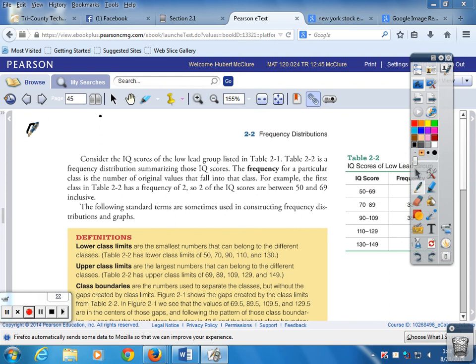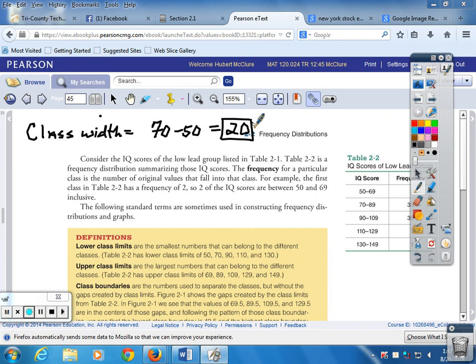So the class width is equal to 70 minus 50, which is 20. Or if you take 70 away from 50, take the absolute value, because class width is a distance, and distance can never be what? Negative, Hubert. That's right. Distance cannot be negative. Y'all are supposed to answer these questions. It's not rhetorical.